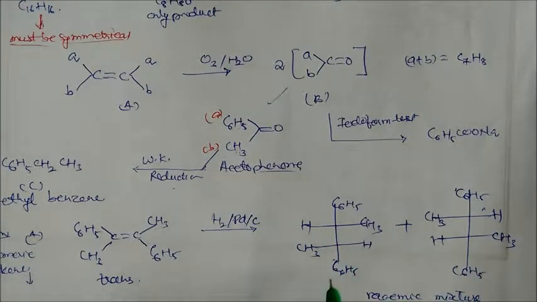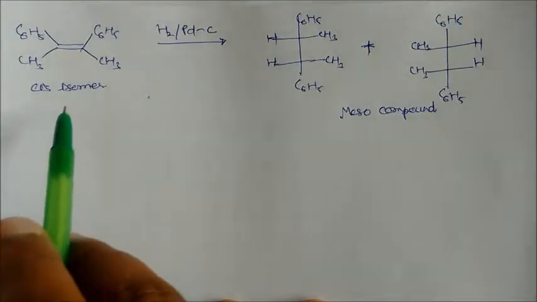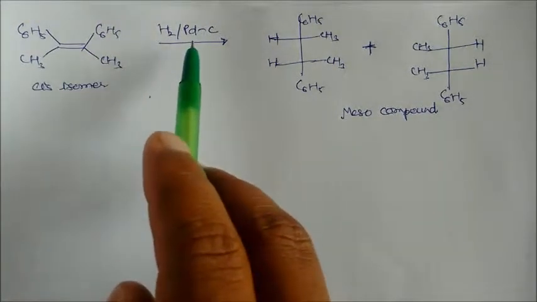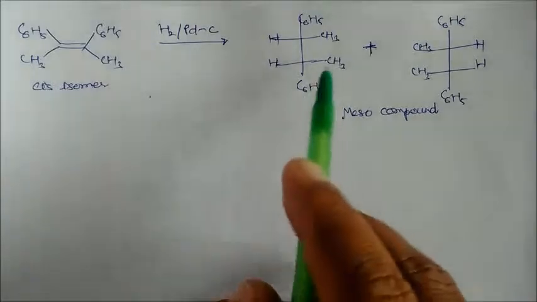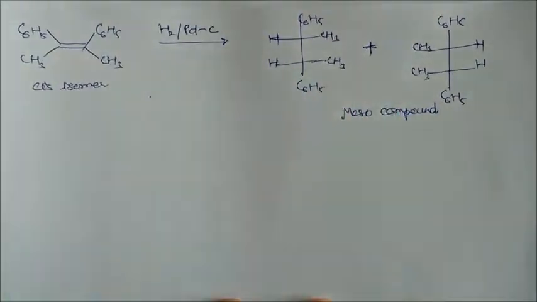So we can see the racemic mixture, where hydrogen is attached on opposite sides, at this position and this position. So one we can form is the cis isomer also. So here we can see this is the cis isomer. Again, if you do hydrogenation in the presence of palladium, we'll get this product, and these two are meso compounds. So this is the answer to those questions.